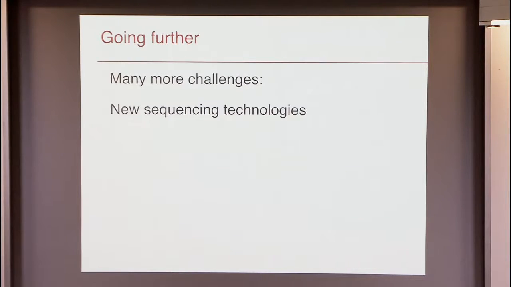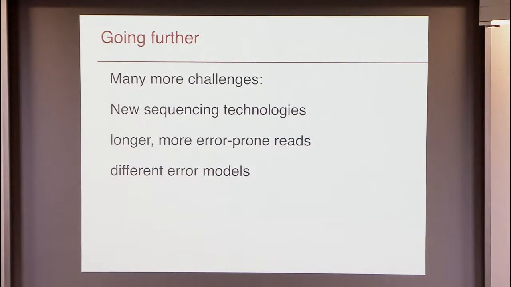And where to go further from here? New sequencing technologies are going to change a lot of this in terms of having longer reads, as Lior discussed. If we're talking about quality scores, this is going to change the error models a lot. And existing compressors may not work so well for something like PacBio reads, where there are a lot of indels. That's longer, more error-prone reads. Different sequencing technologies will have different error models that have to be considered.